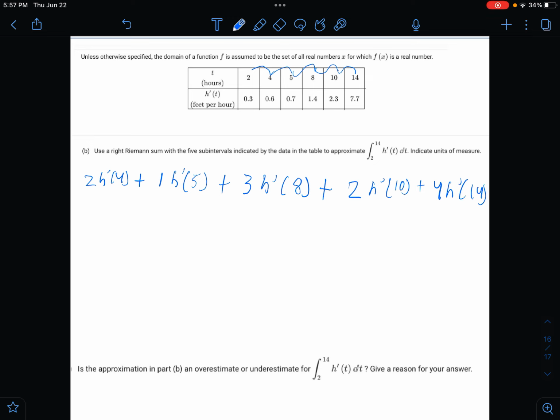So let's add all of this together. Starting from the left, 2 times h prime of 4. So that's 2 times 0.6. That is 1.2. Then we add 1 times h prime of 5. That's just 0.7. Then we do 3 times h prime of 8. So what's h prime of 8? 3 times 1.4 is 4.2.